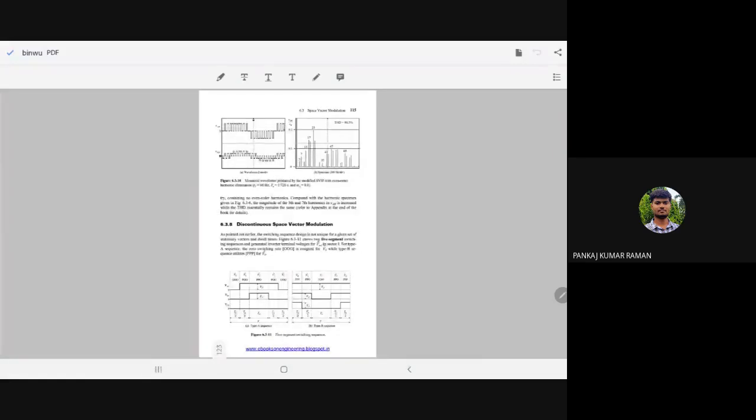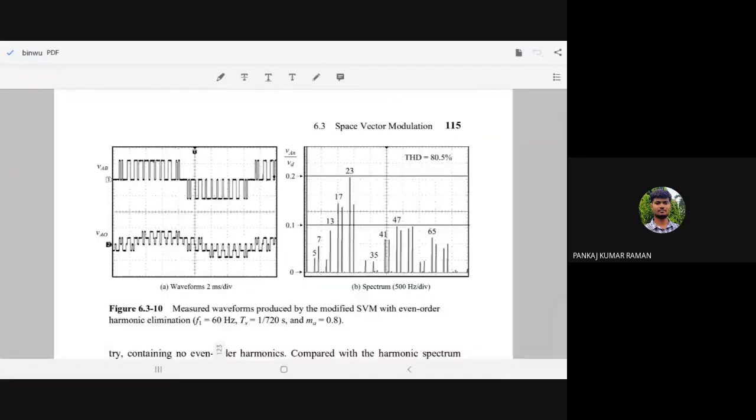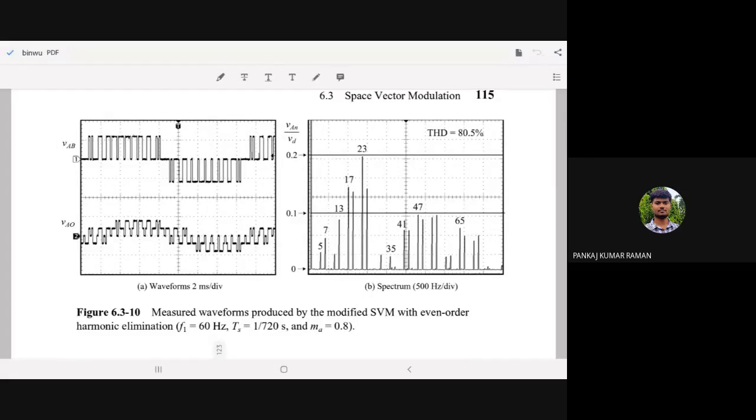And I will show you the waveforms. Yeah. So these are the waveforms. These are the experimental results. So this is the line voltage and corresponding phase voltage. Right. If you notice, you have the fifth order harmonics, 7, 13, 17, 23, 35. So all these even order harmonics are eliminated. So all the even order harmonics are eliminated here. So this is corresponding to TS, right?